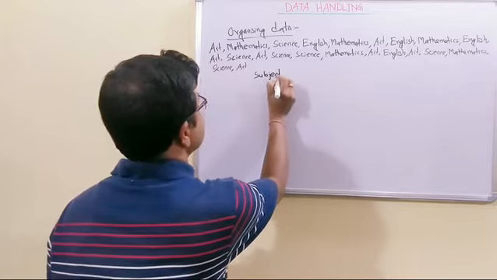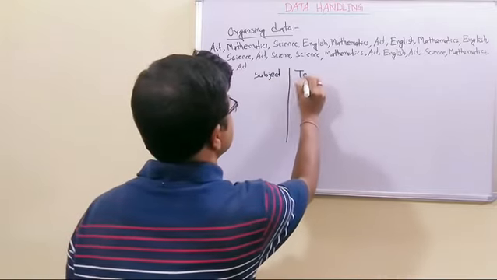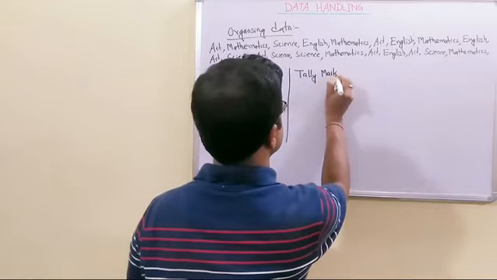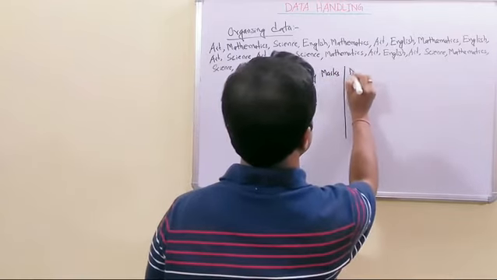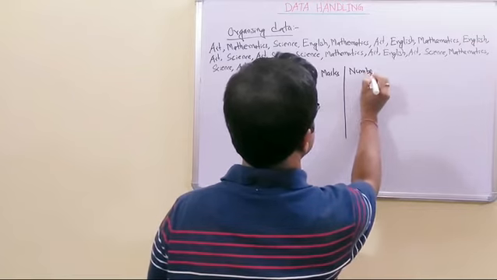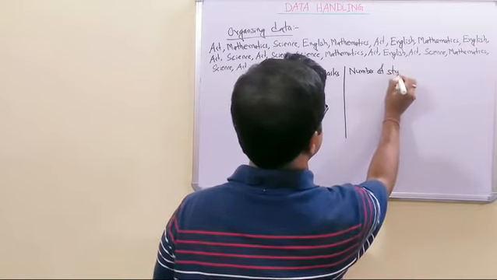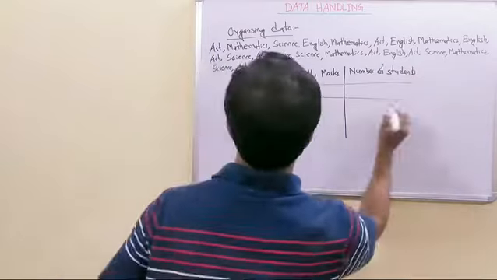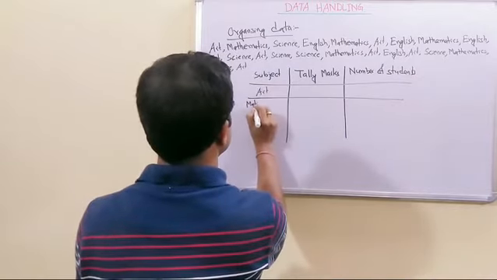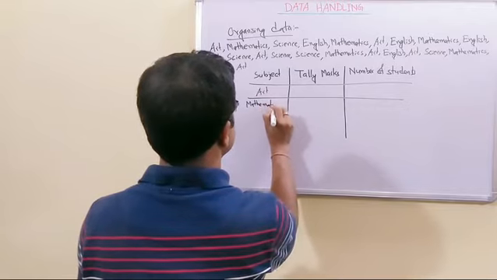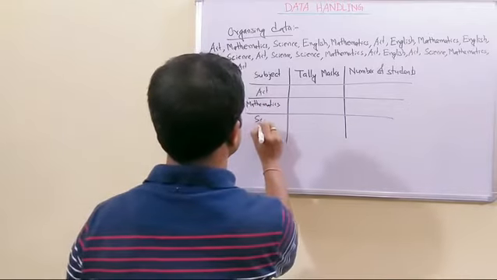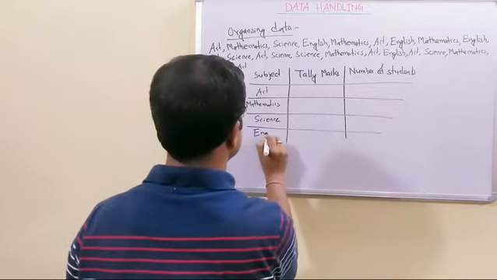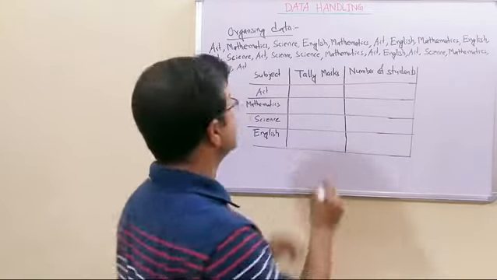Subject, tally mark, number of students. Suppose this subject is art, next is mathematics, next is science, next is English. Now let us arrange them.